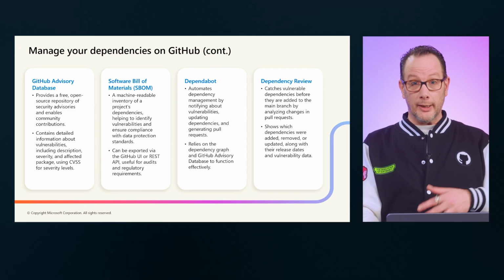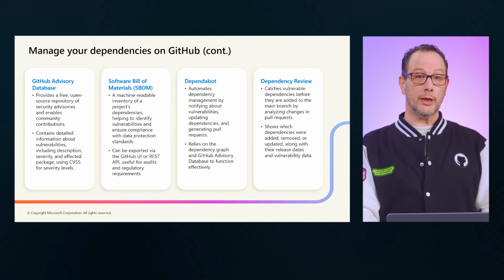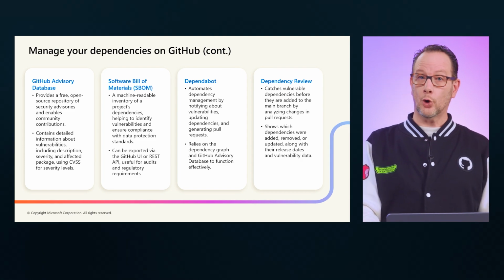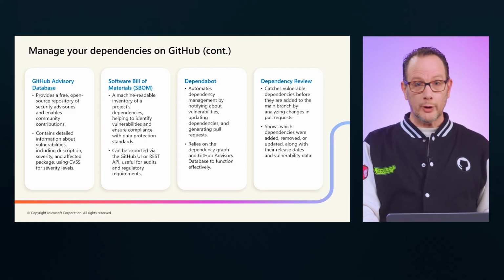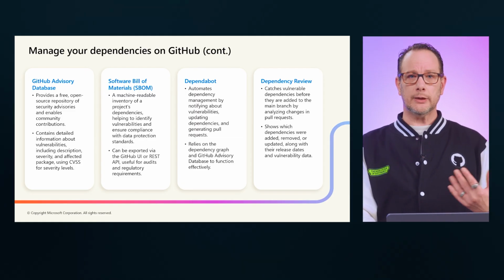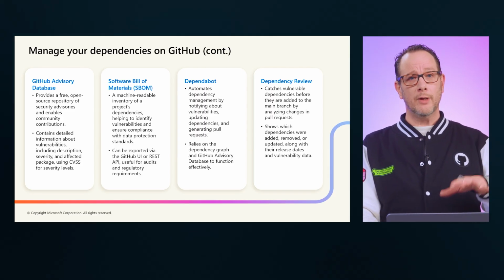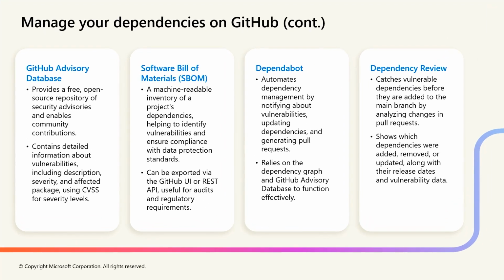Alongside this, the dependency review feature acts as a safety net by catching vulnerable dependencies before they're merged into your main branch. It analyzes changes in pull requests, showing you exactly which dependencies got added, removed, or updated, and flags any known vulnerabilities. This proactive approach helps you maintain a secure codebase and obviously avoid surprises down the road.